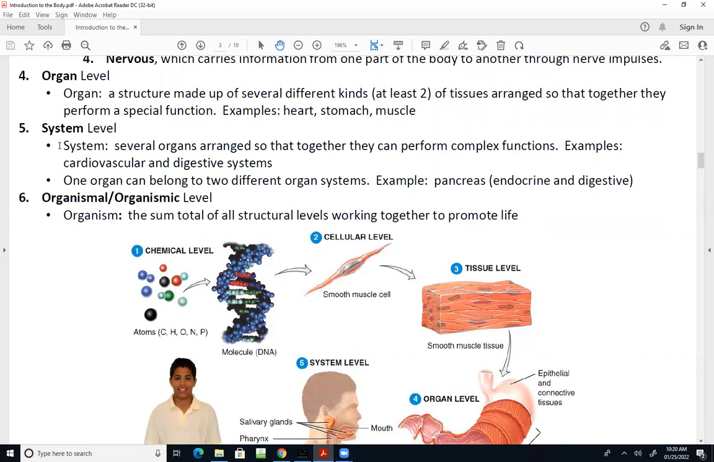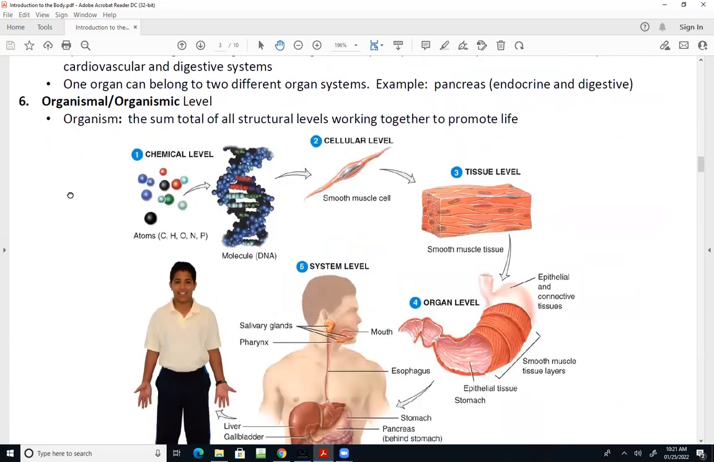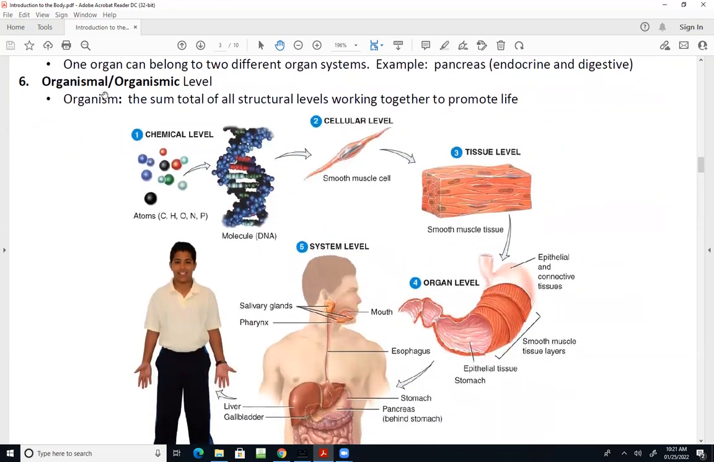Okay, what we'll see at some points is an organ like the pancreas that we talk about when we talk about the endocrine system about midway through the semester. And then at the end of the semester, we'll talk about it again because it's also digestive in function. So one organ can have overlapping functions and belong to 2 different organ systems, which is really cool. And then once we've talked about all of those 11 systems, we'll have completed the class, we'll have talked about the organism, us, the sum total of all structural levels working together to promote life.